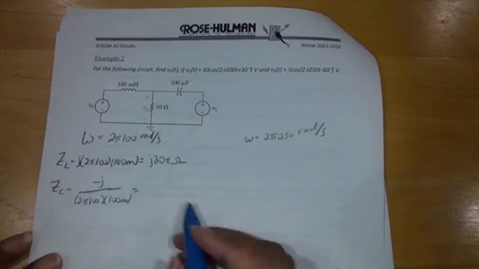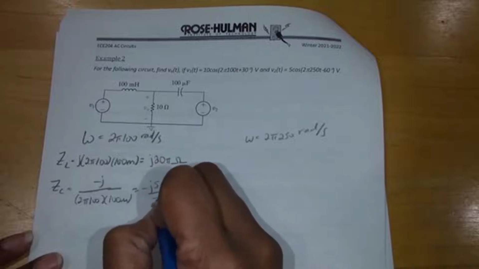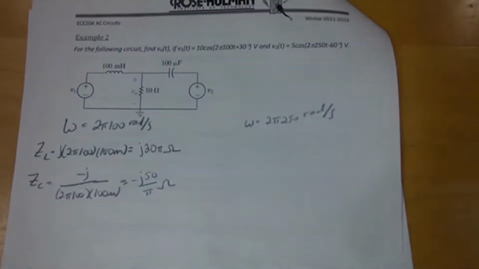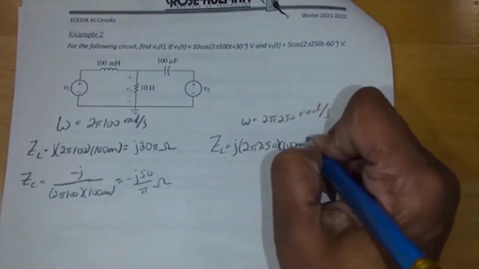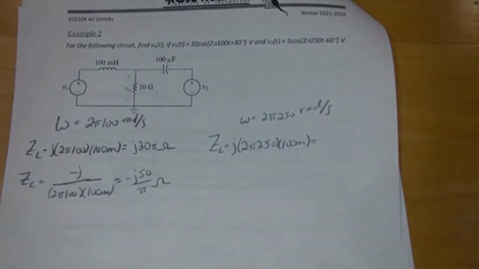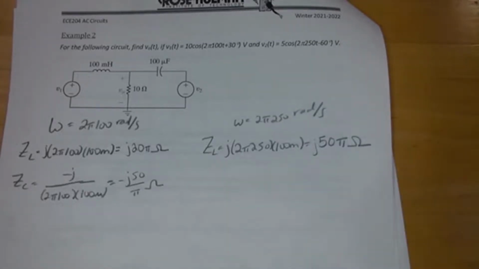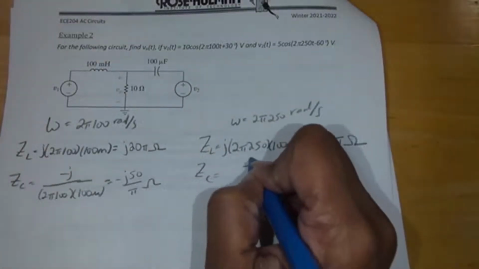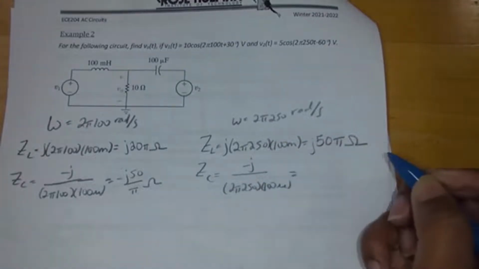Now for just the right source on, omega equals 2 pi 250 radians per second. So the impedance of the inductor is j 2 pi 250 times 100 milli, or j 50 pi ohms. And the impedance of the capacitor is negative j over omega C, or negative j over 2 pi 250 times 100 micro, or negative j 20 over pi ohms. So we're going to do KCL at V0.